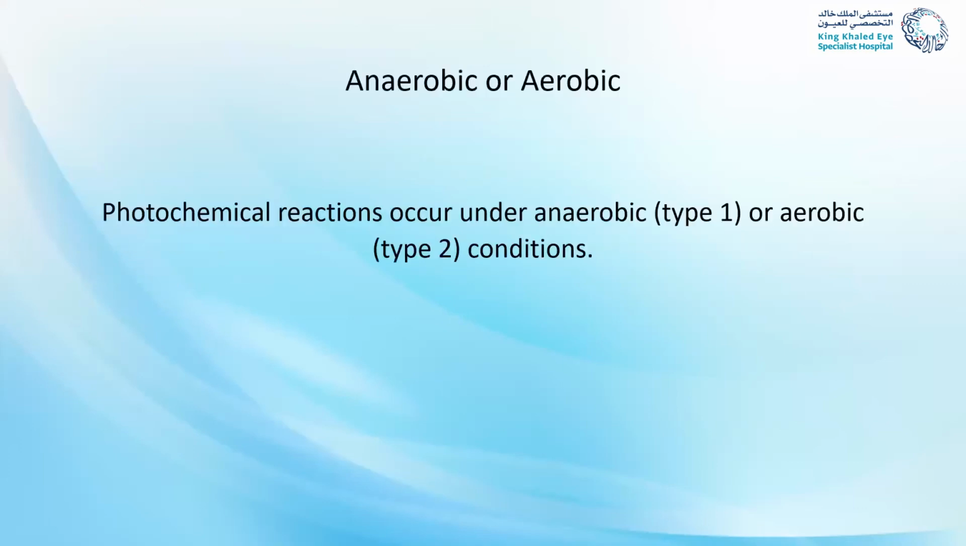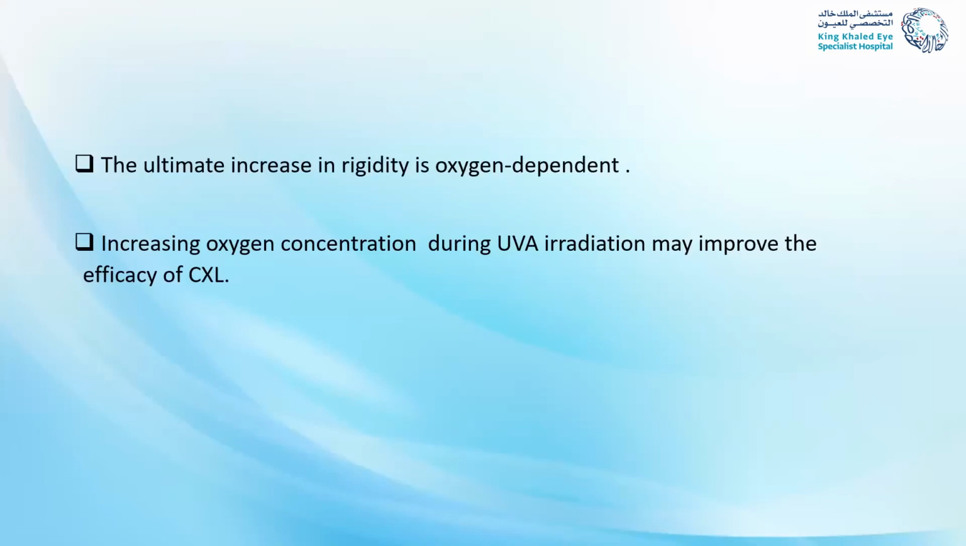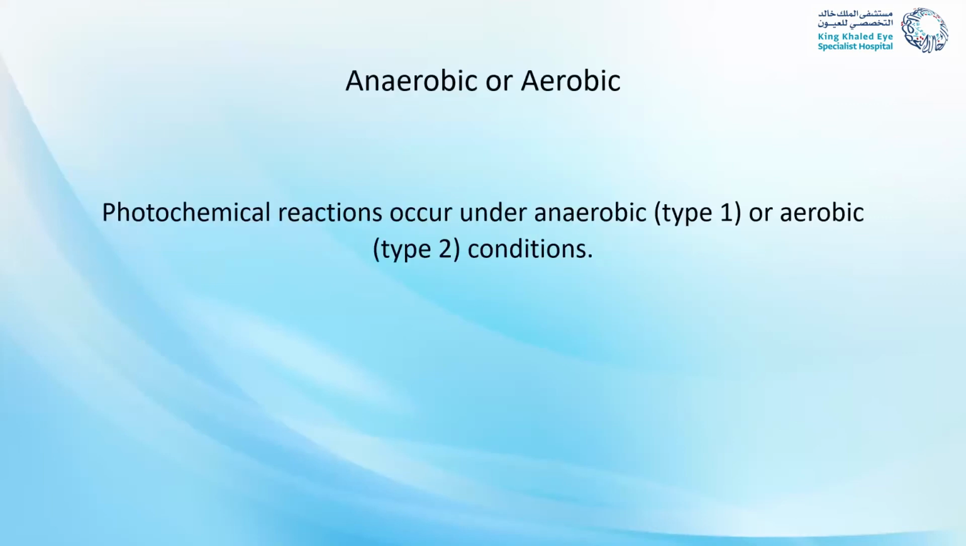And from here came the concept of pulse techniques in the cross-linking machine. You can set it on a pulse technique where you allow for some oxygenation. And the idea is because, as I just mentioned, oxygen is really important in these covalent bond formations and in getting a rigid cornea.